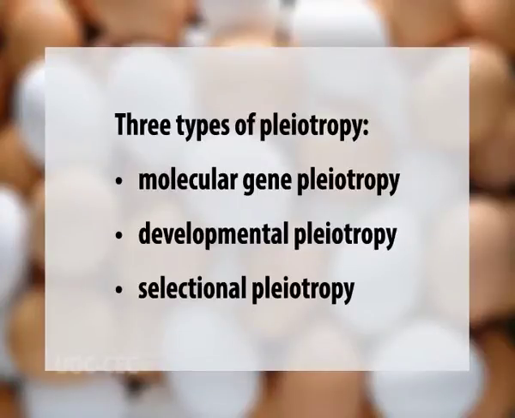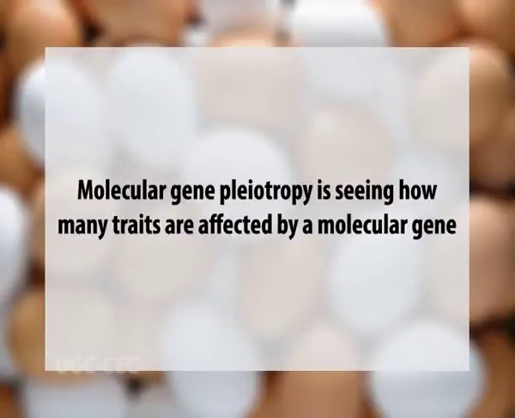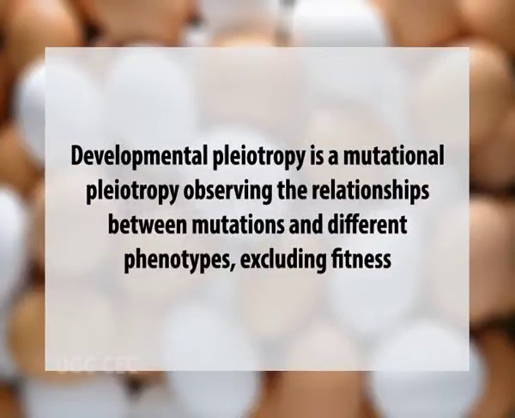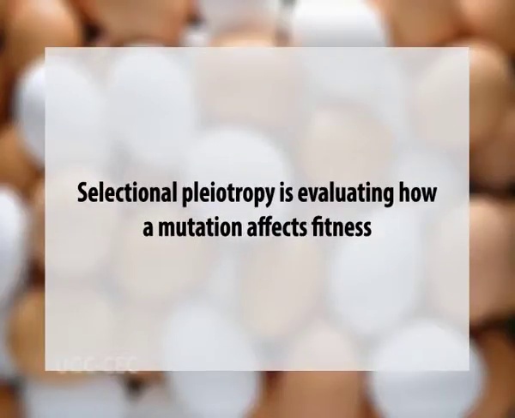There are three types of pleiotropy: molecular gene pleiotropy, developmental pleiotropy, and selectional pleiotropy. The different types are used to help categorize the different kinds of pleiotropy that can occur, but they are not exclusive to one another since the different types do overlap. Molecular gene pleiotropy is seeing how many traits are affected by a molecular gene. Developmental pleiotropy is a mutational pleiotropy observing the relationships between mutations and different phenotypes, excluding fitness. Selectional pleiotropy is evaluating how a mutation affects fitness.